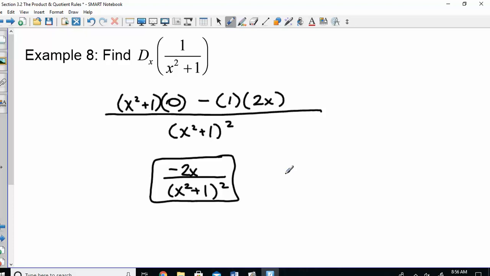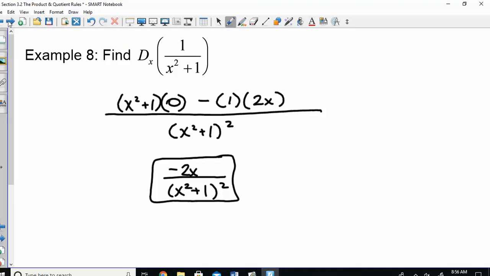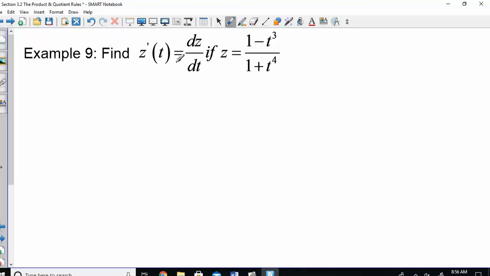Let's do another quotient rule. So I'm just trying to throw all the different ways I might ask for a derivative up here. You know, this one I did d sub x. This one I said find z prime, which is the same thing as dz dt. So just all these ways that I might ask for a derivative, just so you're used to it.